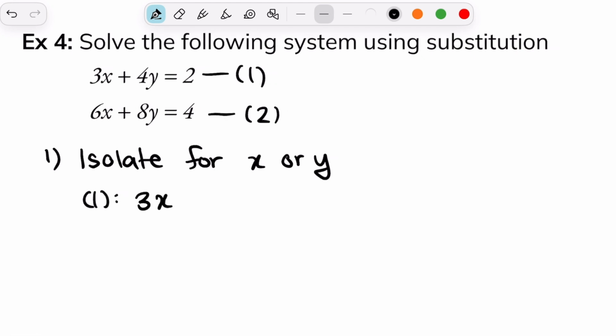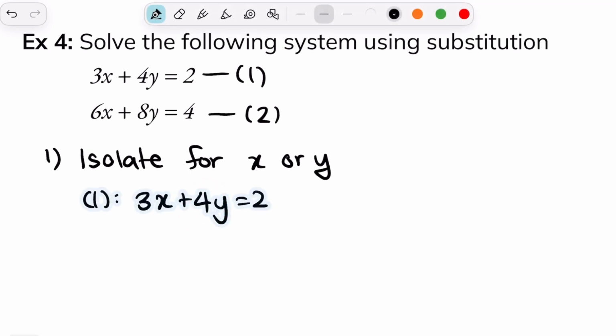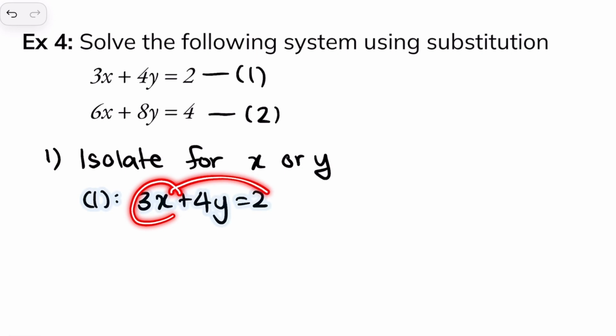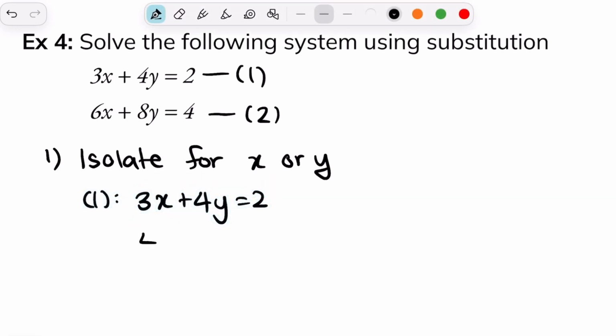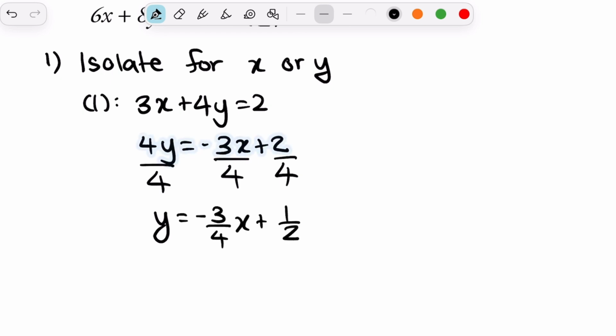So 3x plus 4y is equal to 2. And I'm going to isolate for y. So I'm going to move this over to that side. So I will get 4y is equal to negative 3x plus 2. And then I'm going to divide everything by 4 to isolate for y. So I will get y is equal to negative 3 over 4x plus 1/2.